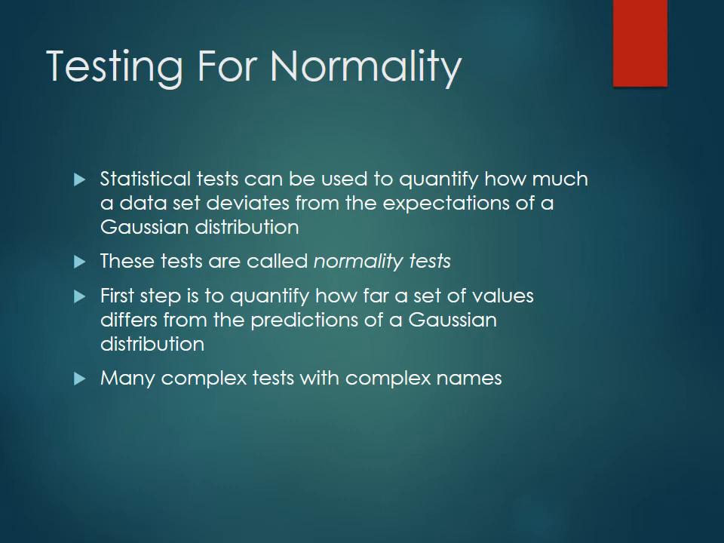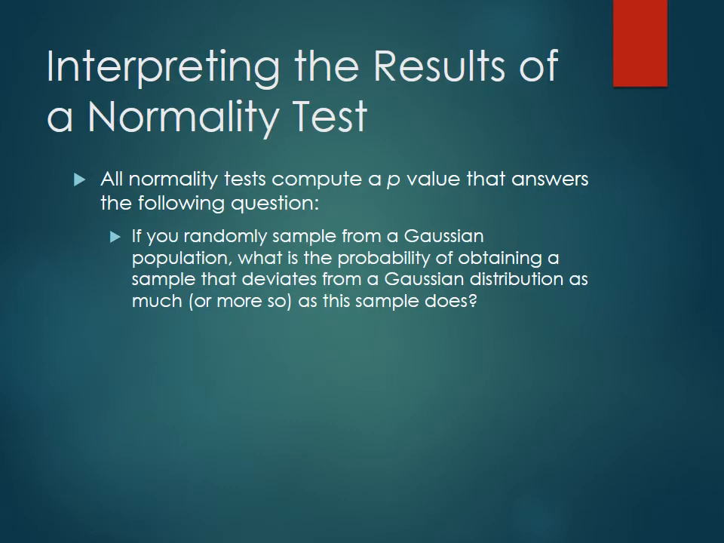Now, of course, there are lots of complex tests that do this and lots of complex names, but the key thing to look at is the p-values that are generated. When a normality test computes a p-value, it answers the following question: if you were to randomly sample from a Gaussian population, what is the probability of obtaining a sample that deviates from a Gaussian distribution as much or more than your sample does? So what are the chances that the samples you took would deviate that much from a Gaussian distribution?